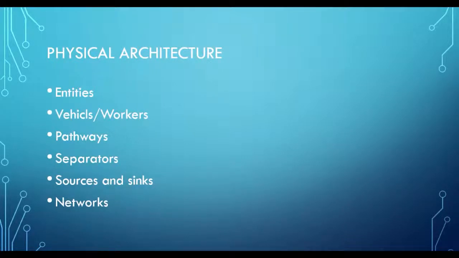Next, we're going to go into our physical architecture in our Simio file. Here we're going to explain our entities, our vehicles and workers, our pathways, separators, sources and sinks, and networks.